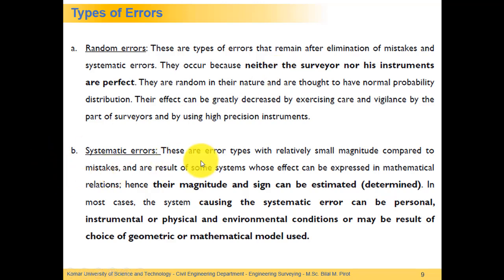Systematic errors, this type of error can be minimized by taking mathematical corrections, because in some cases you may have one small mistake, and this mistake can cause a systematic error in your instrument. For example, a group of data may deviate from the original value by a percentage. So you can correct the data by taking a mathematical correction.